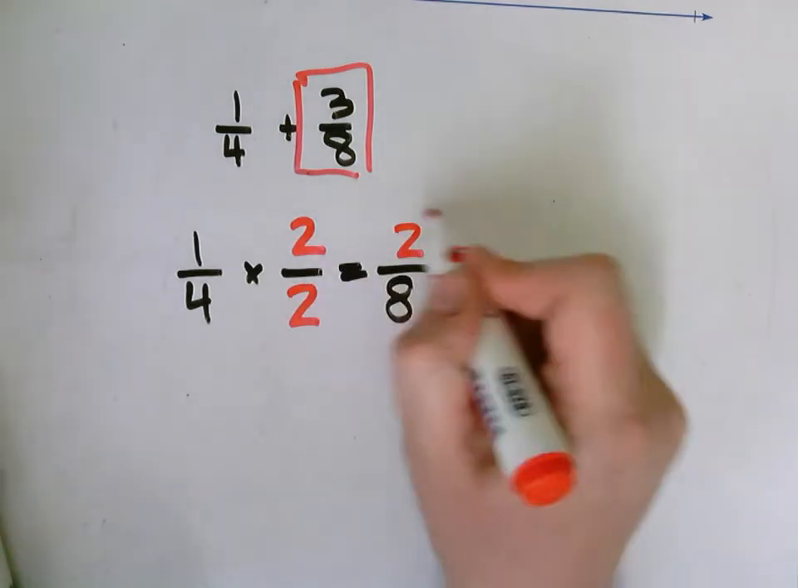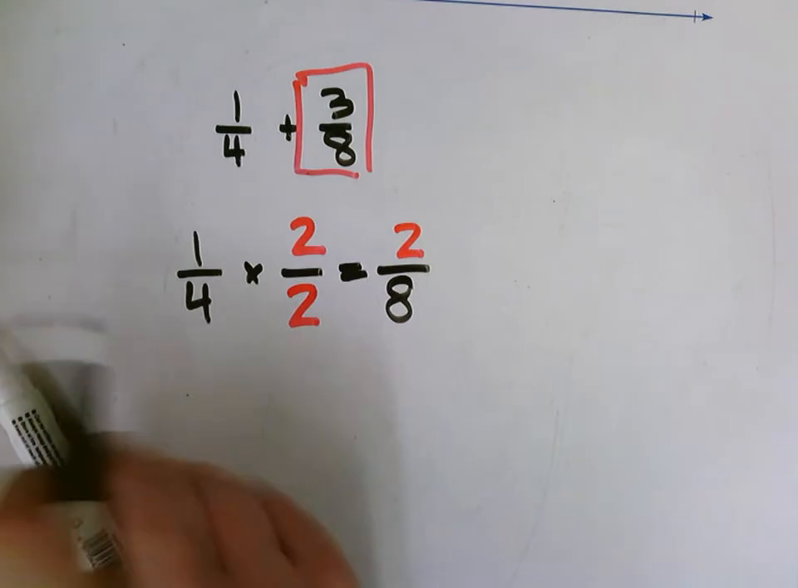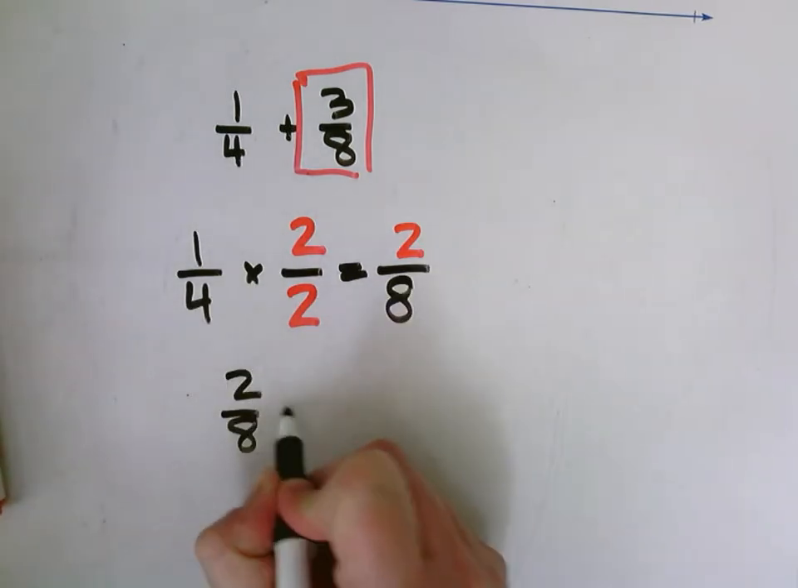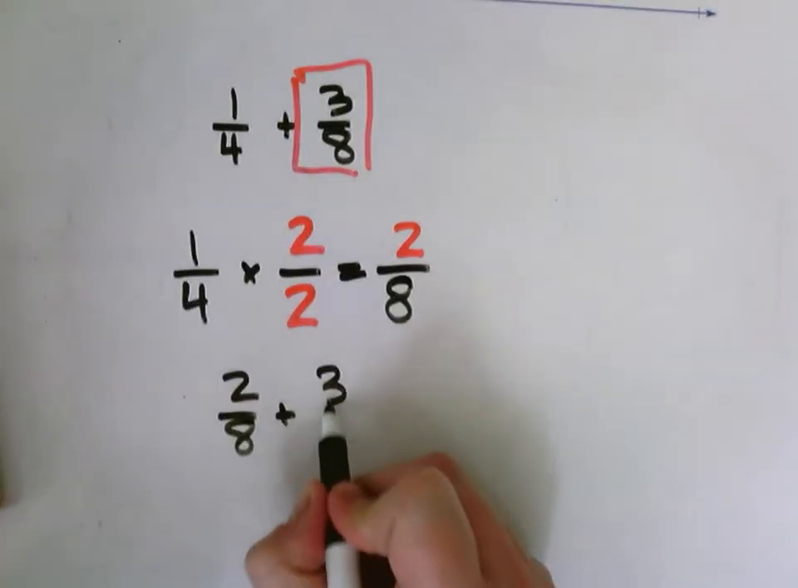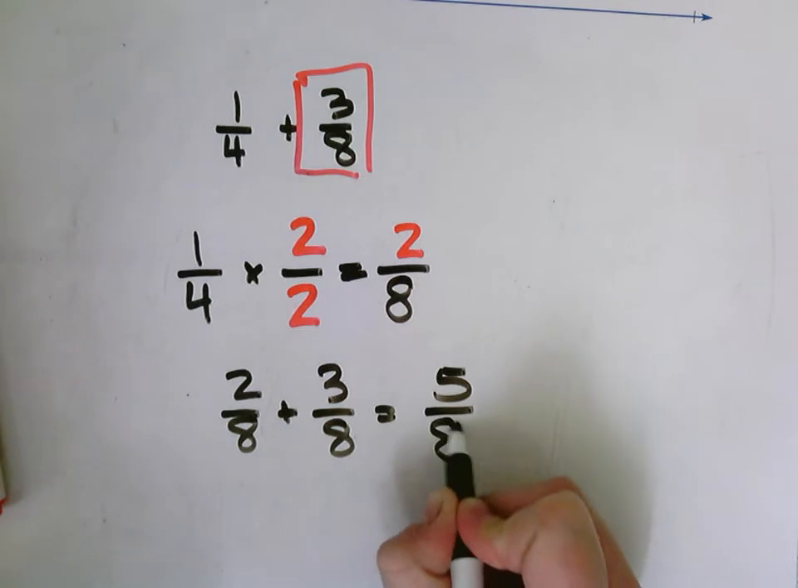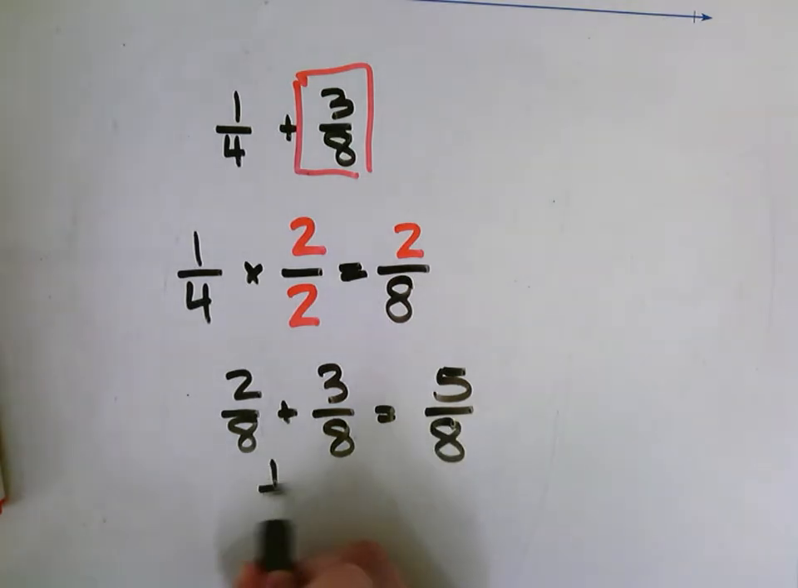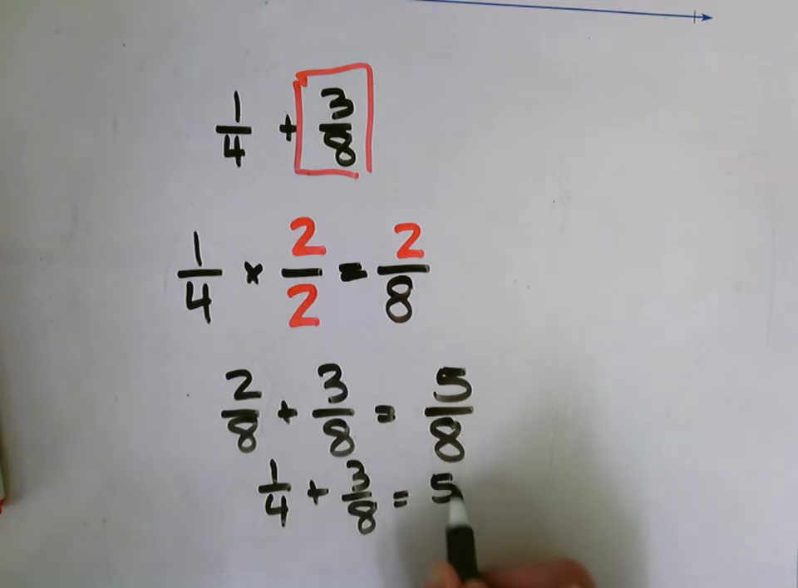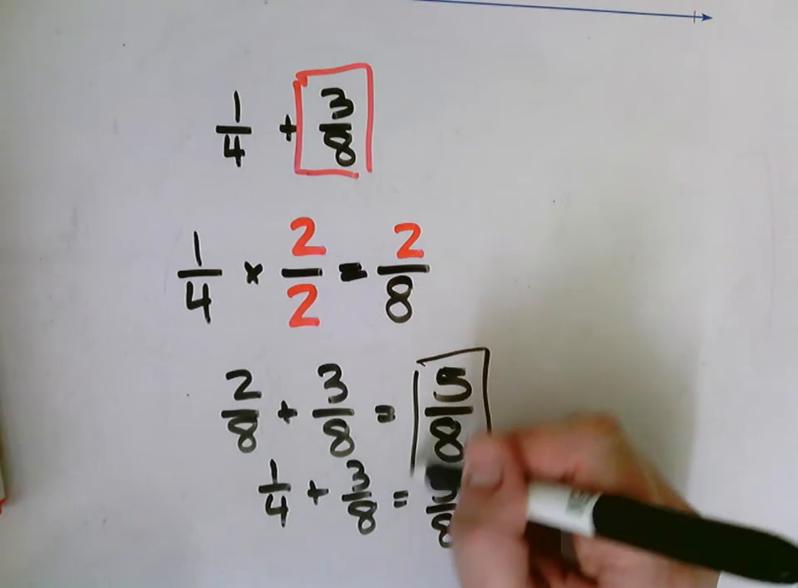So I have 2/8. Now I can do my addition problem. I'm going to rewrite it: 2/8 plus 3/8 equals 5/8. So that means that 1/4 plus 3/8 equals 5/8. Okay, so my answer here is 5/8.